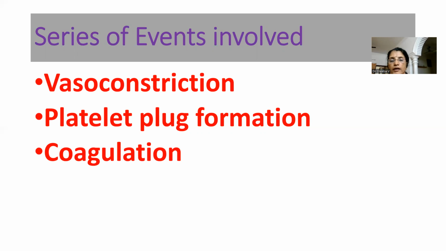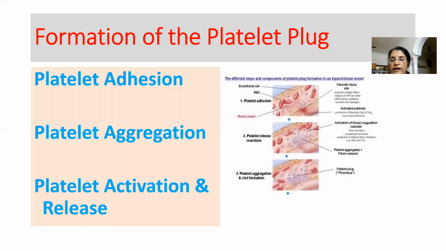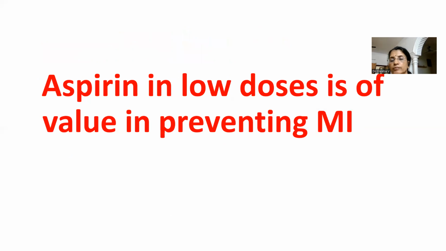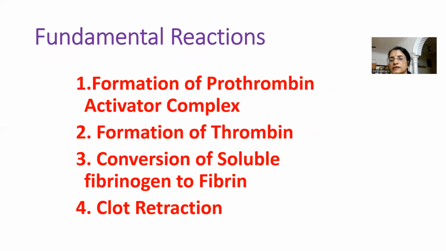Thus, the coagulation steps are the four fundamental reactions: the formation of the prothrombin activator complex by the extrinsic and intrinsic pathways, then the formation of thrombin, then the conversion of fibrinogen to fibrin monomer, and finally the clot retraction.